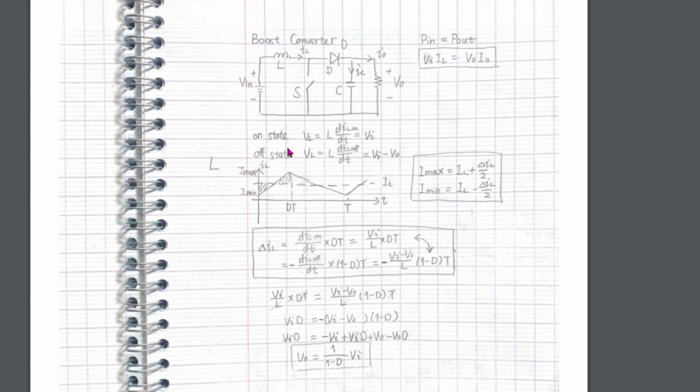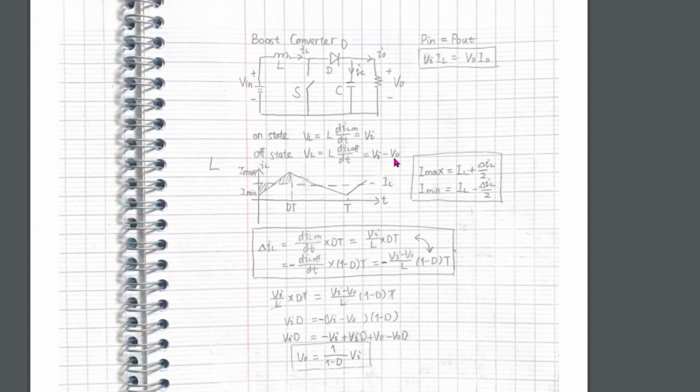On a steady state, we have two phases. When the switch is closed, we have this circuit. The current in the inductor increases. The voltage of it equals Vin. When the switch is open, we have this circuit. The inductor current drops and its voltage equals Vin minus Vout.